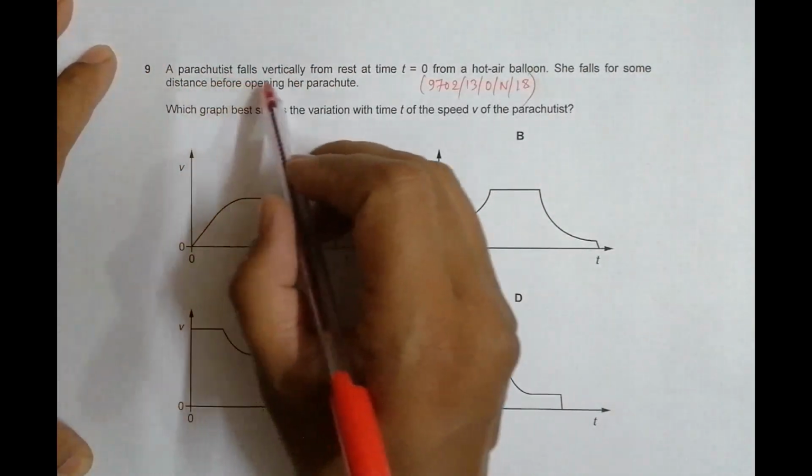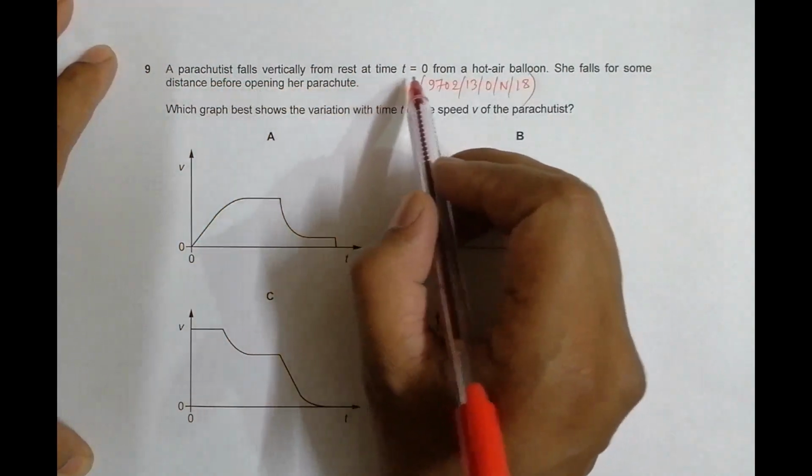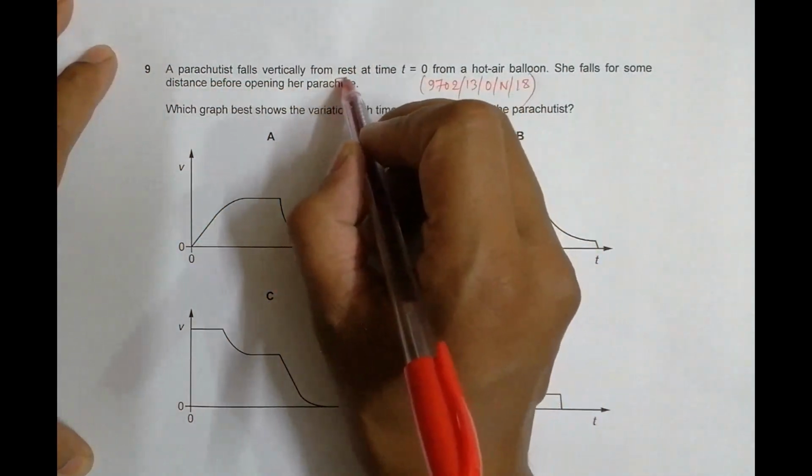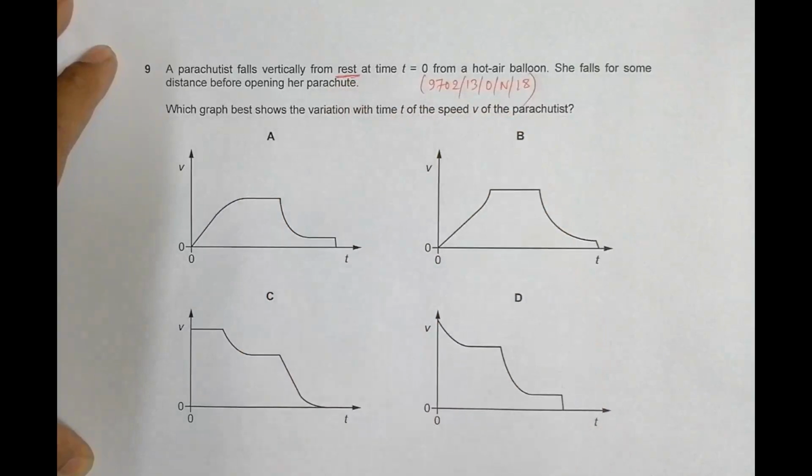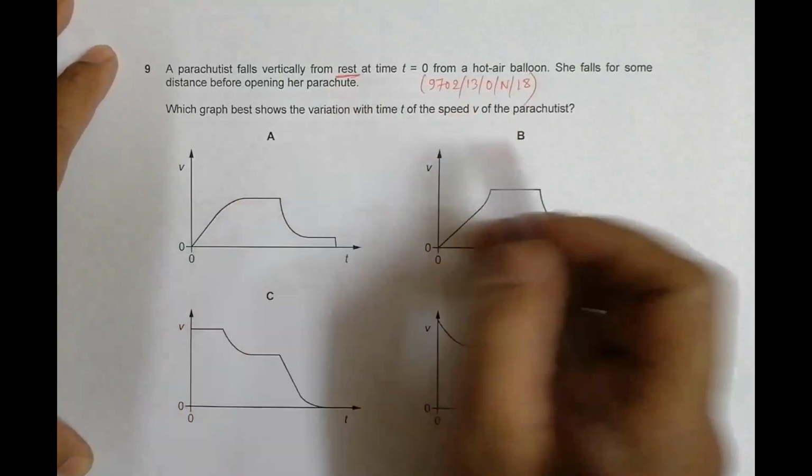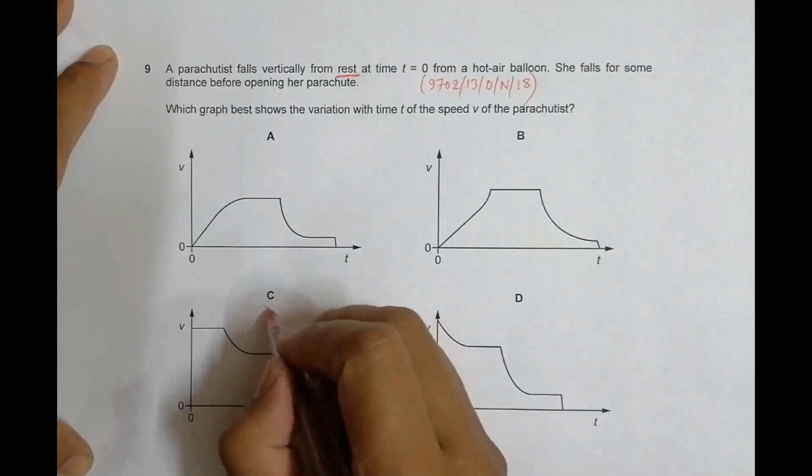So a parachutist falls vertically from rest at time t equal to 0. So from rest at time t equal to 0. Since it says from rest, only those graphs in which the velocity is 0 at the beginning qualify. So that's why A and B qualify, and C and D do not.